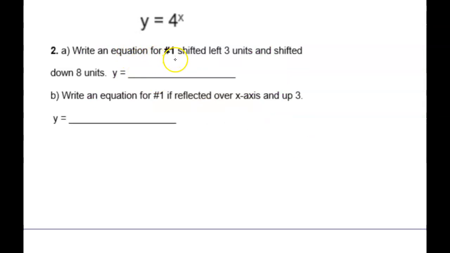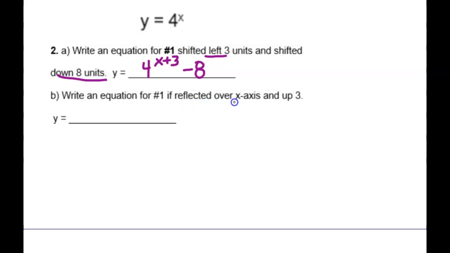What if you had to take that and shift it left 3 and down 8? Do you remember how those would go in? Transformations aren't gone, guys. Yes, the left 3 would be a +3 right up here on the x. And then at the end, you'd have the -8 to shift it down 8. Think you can do that one?